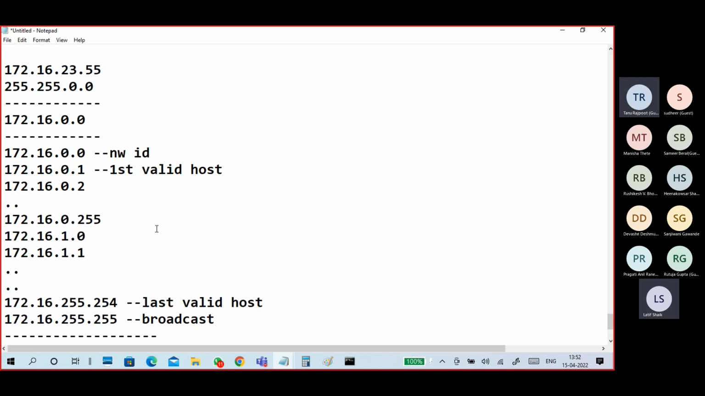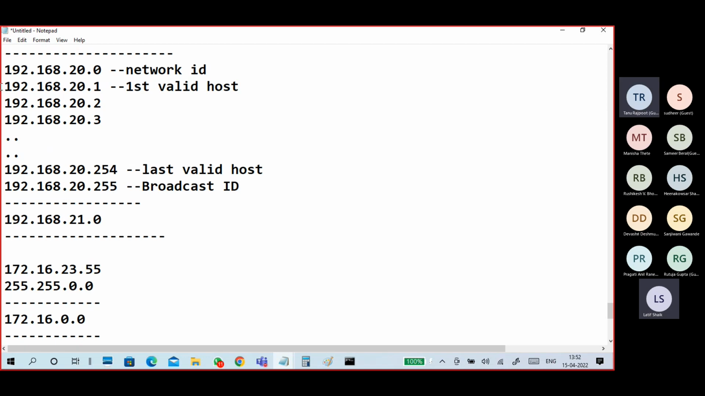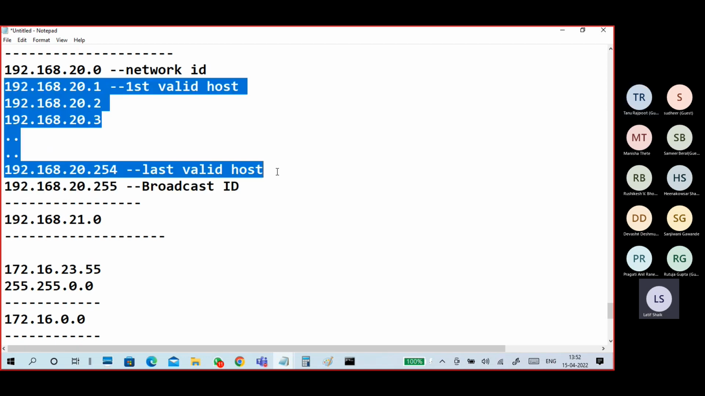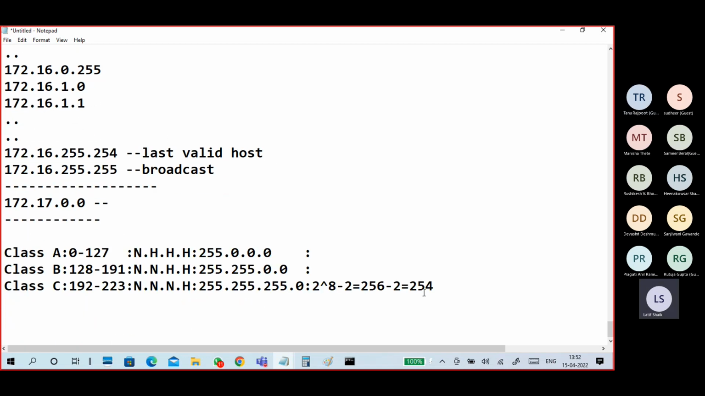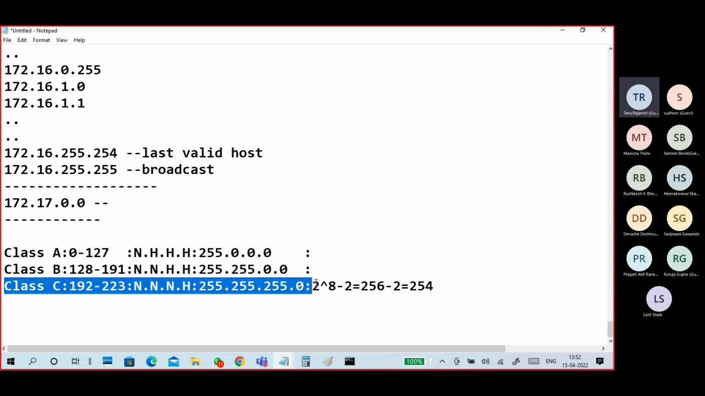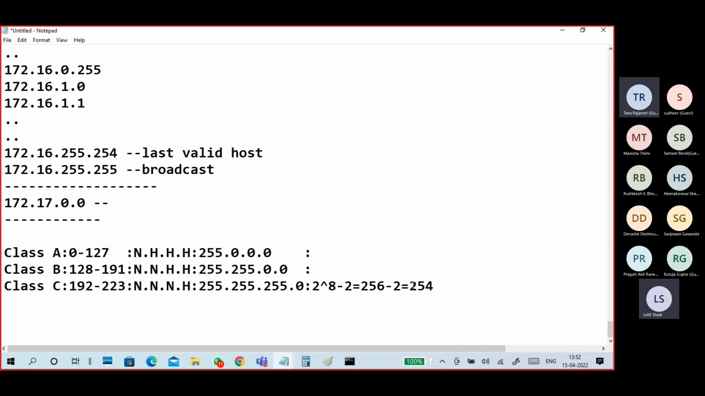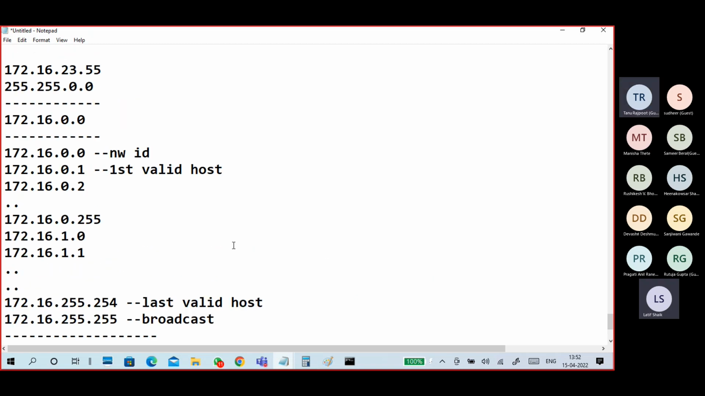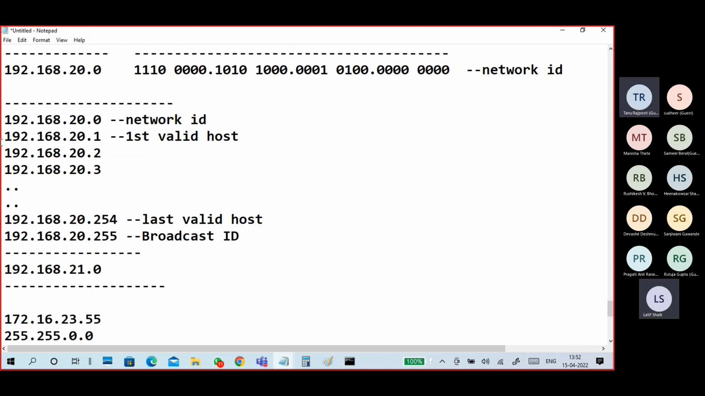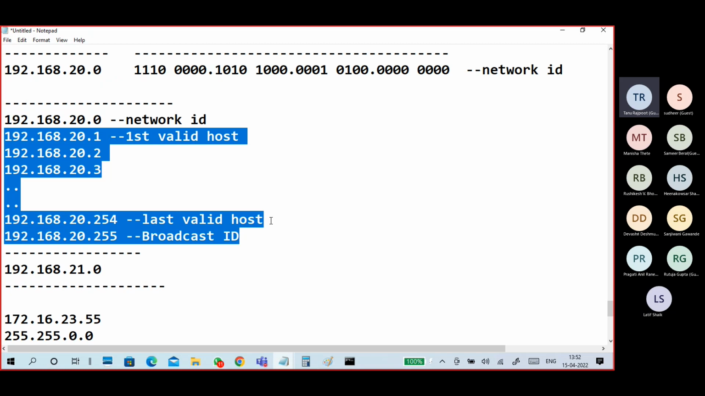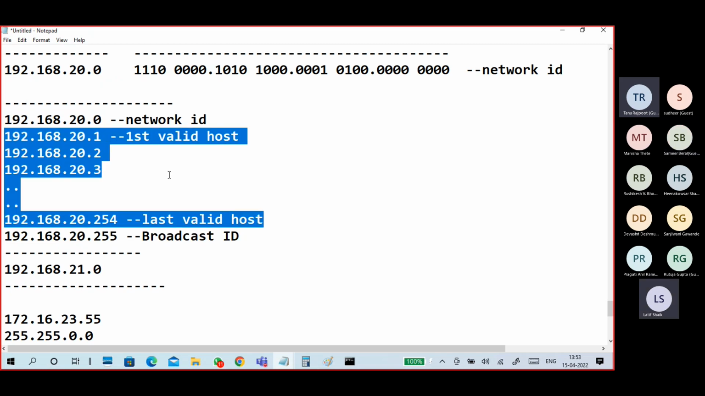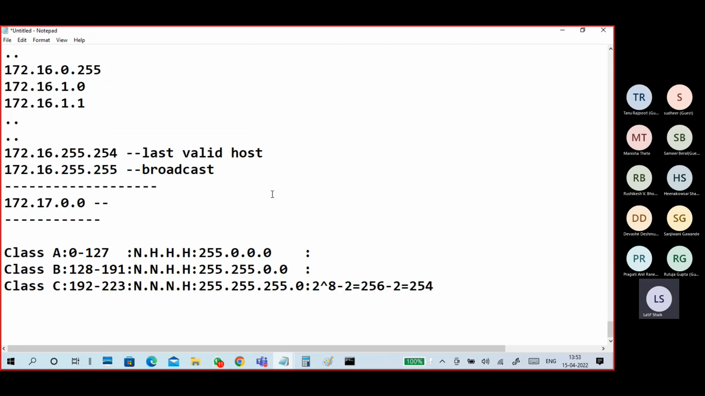Total number of valid hosts we will get. So this is 1 to 254. That's the number I've written here. 2 to the power of 8 minus 2. If you are using a class C, you'll get a single class C. You can connect 254 computers, 254 devices, in a single class C IP address.